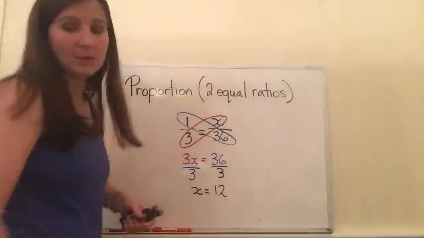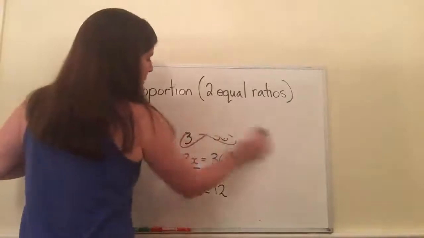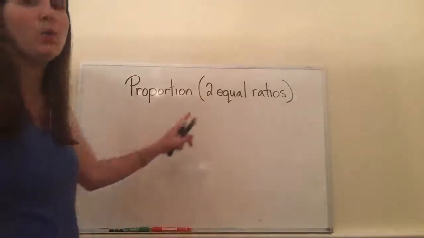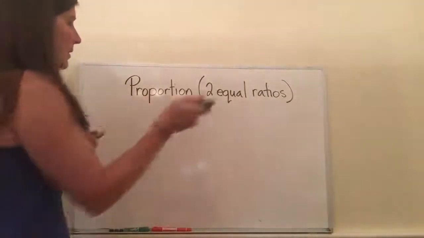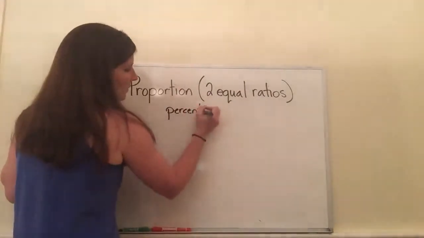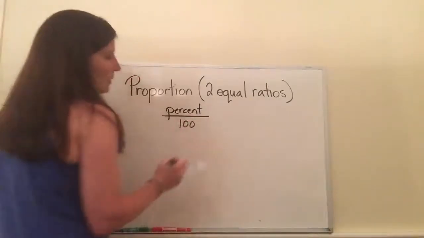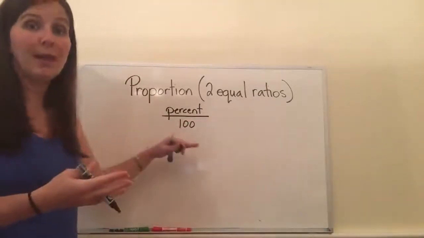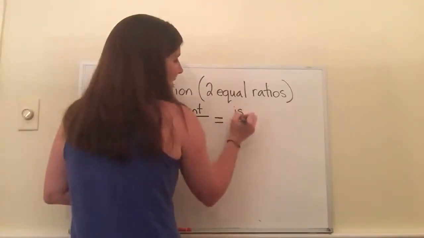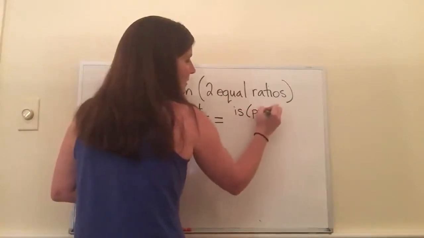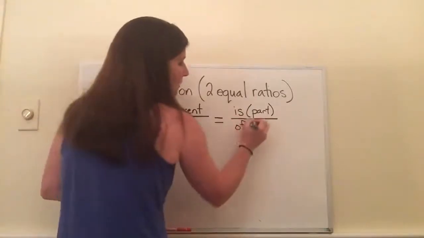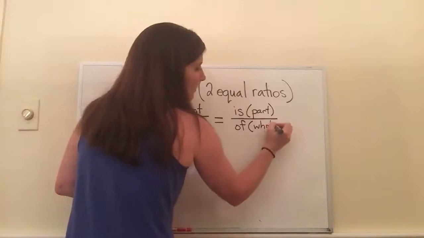So if we go back to our proportion, when we start off with our proportion, the 2 equal ratios, you have your percent, which is always over 100, because percent means per 100. We learned that last week. That will always be equal to is, which represents the part, over of, which is our whole.